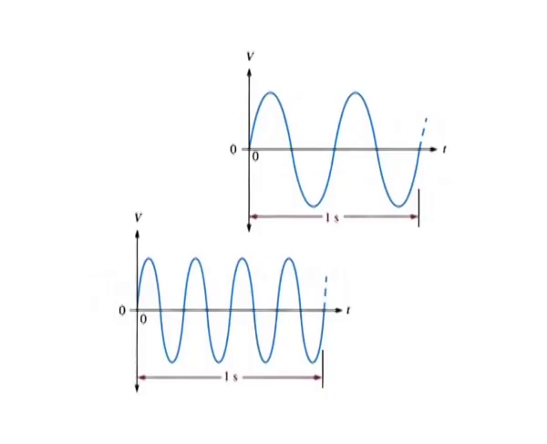Figure shows two sine waves. The sine wave in part A completes 2 full cycles in 1 second. The one in part B completes 4 cycles in 1 second. Therefore, the sine wave in part B has twice the frequency of the one in part A.